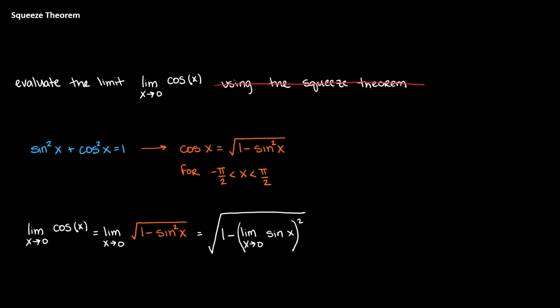So we sneak the limit inside of the square root, we distribute it over the difference, and then we sneak the limit inside of the square on the sine x squared function. We know the limit as x approaches 0 of sine x is equal to 0, so we replace that limit with its value and simplify to find this limit is equal to 1. So now we have learned that the limit as x goes to 0 for cosine x is equal to 1, and we didn't even have to use the squeeze theorem to get there.